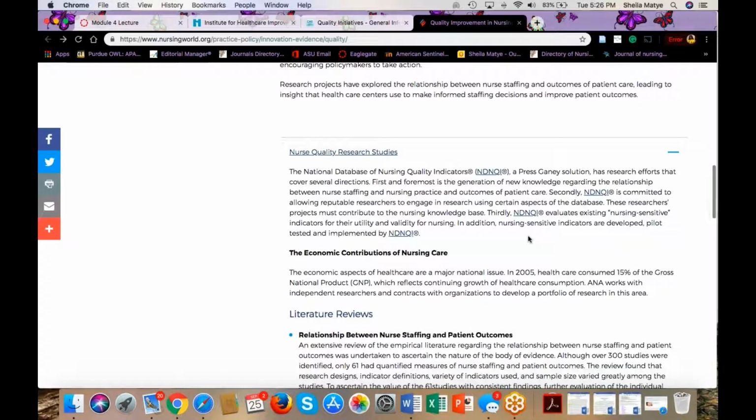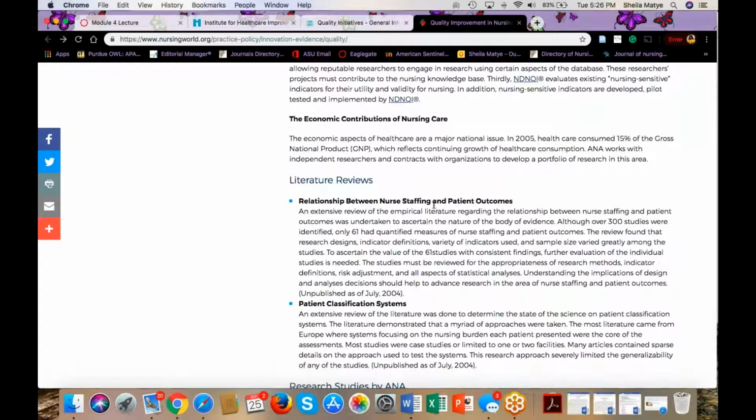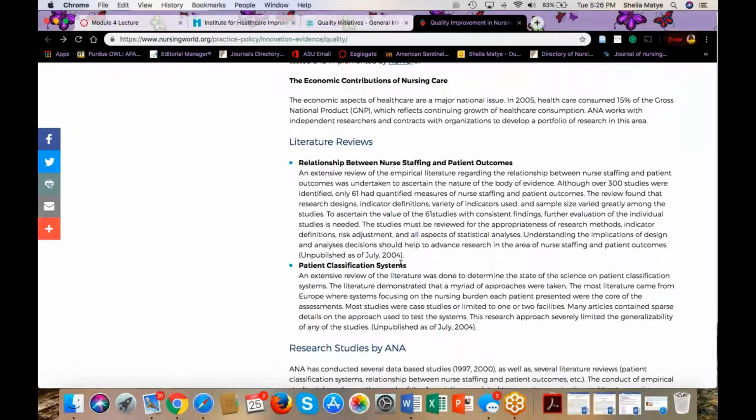Okay, so these are some studies taken off the National Database of Nursing Quality Indicators. So let's look at the relationship between nurse staffing and patient outcomes. That's an initiative. Patient classification systems, that's an initiative.